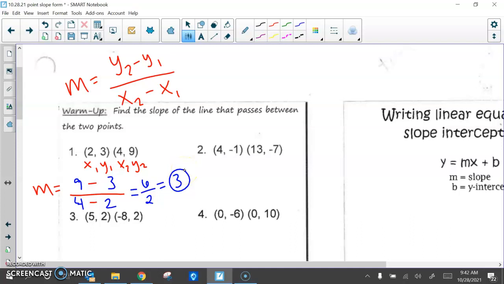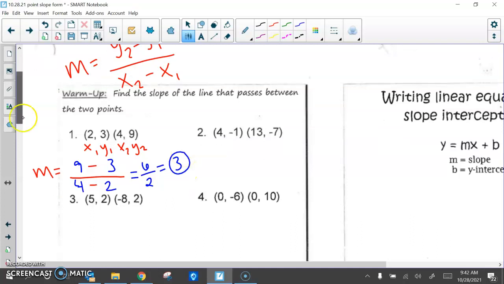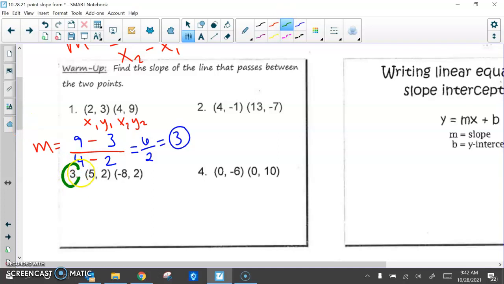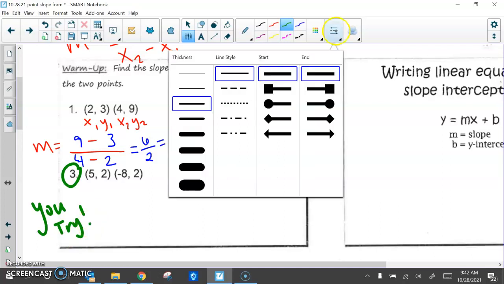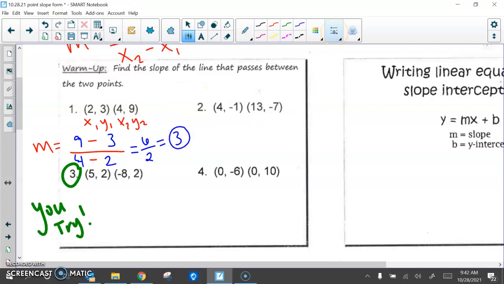Go ahead and pause this video, and I want you guys to try number 3. Okay, so you should have paused this video by now, and you should have done x1, y1, x2, y2. And that's what your fraction should look like before you do any math.